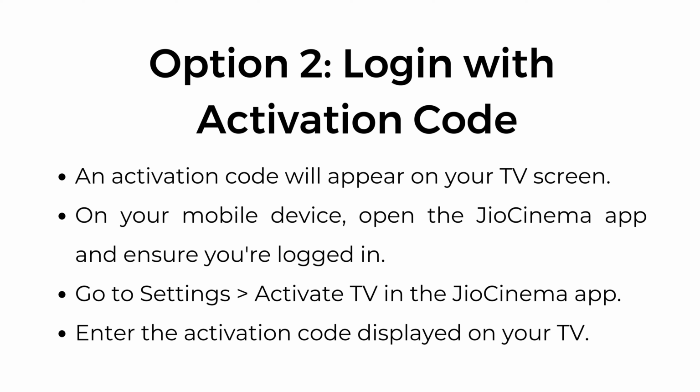Option number 2. Login with activation code. An activation code will appear on your TV screen. On your mobile device, open the JioCinema app and ensure you're logged in. Go to Settings, activate TV in the JioCinema app. Enter the activation code displayed on your TV.